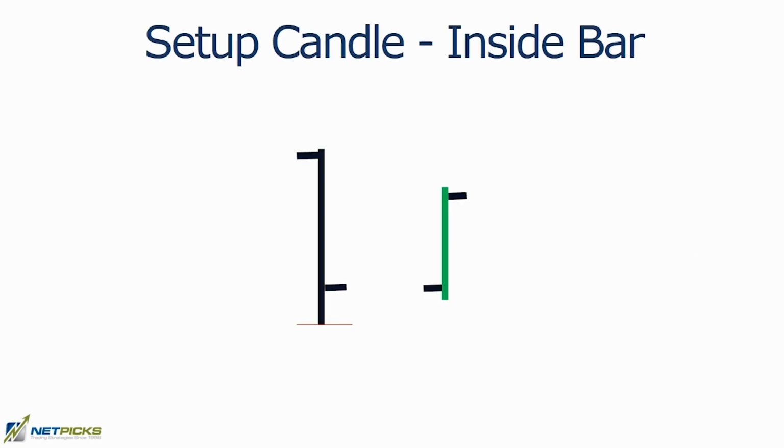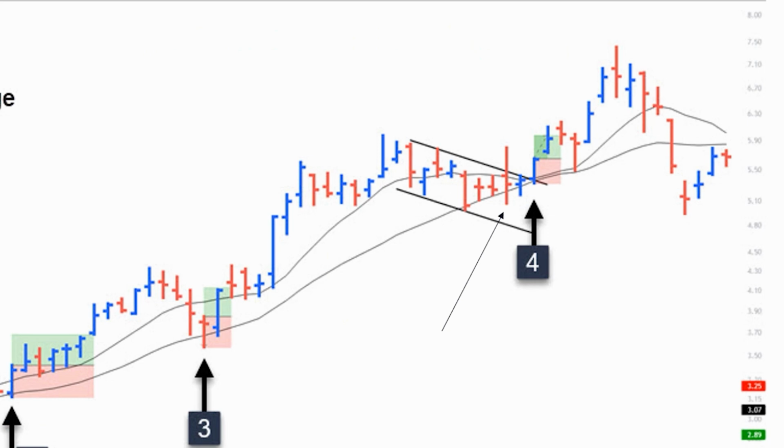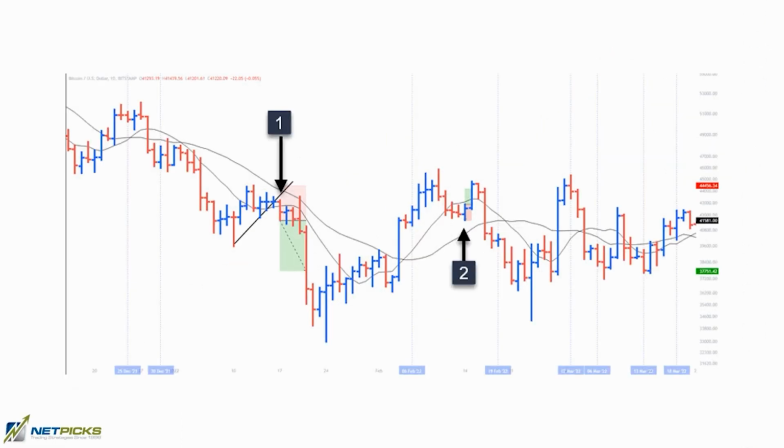Let's look at a setup candle, an inside bar type. And there's going to be times that you get a great setup candle and it's an inside bar. So let's look at trade number 4 as an example. Whether you're using a flag pattern or the setup candle technique, inside bar setup will have the stop loss going under the mother bar candle. Okay, it gets it out of the trading range.